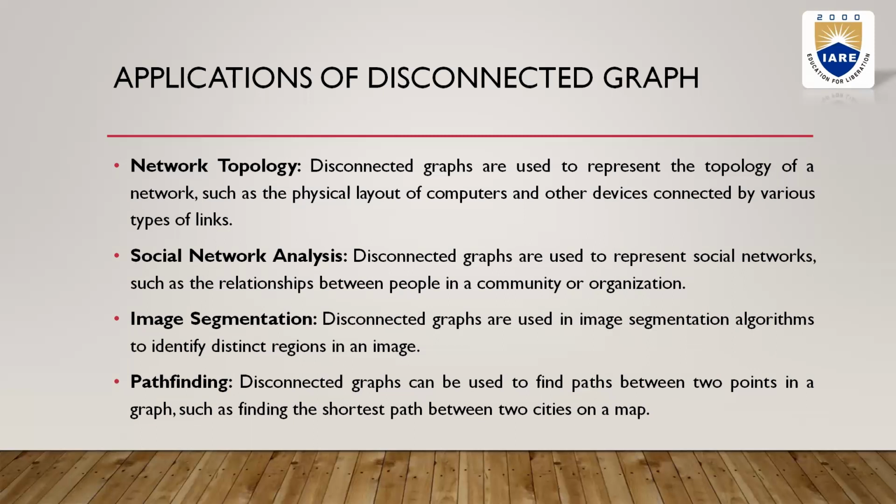The third point is image segmentation. Disconnected graphs are used in image segmentation algorithms to identify distinct regions in an image. This is very important. The fourth one is path finding. Disconnected graphs can be used to find paths between two points in a graph, such as finding the shortest path between two cities on the map. These are the four important applications of the disconnected graph: network topology, social network, image segmentation, and path finding.